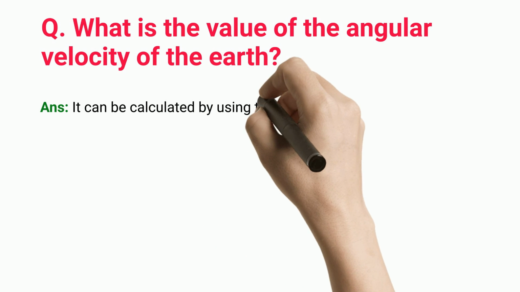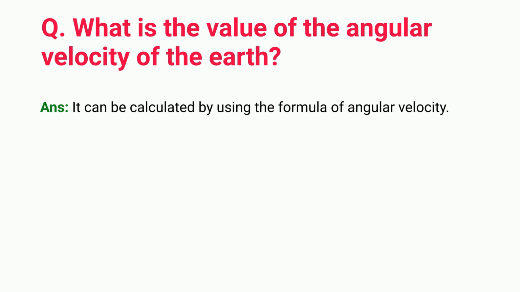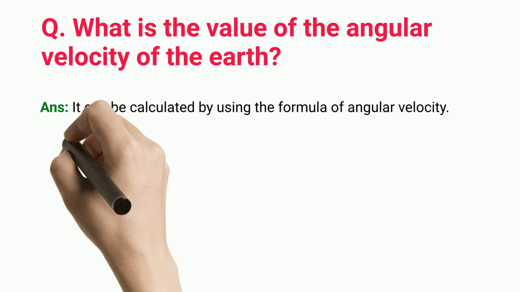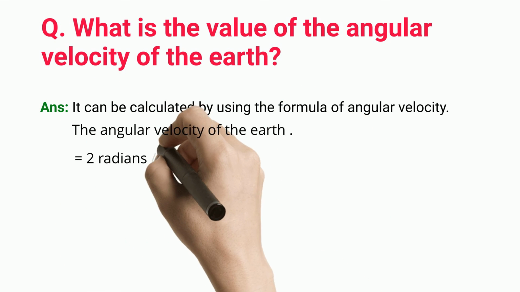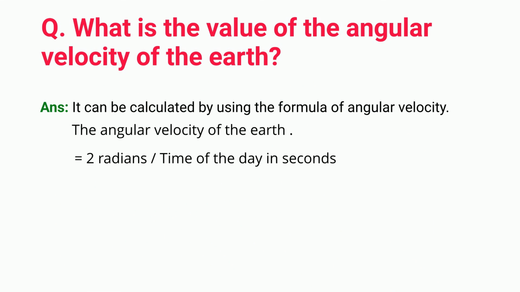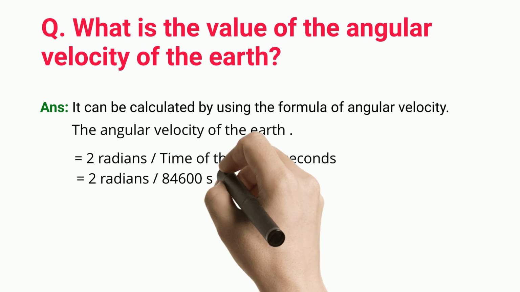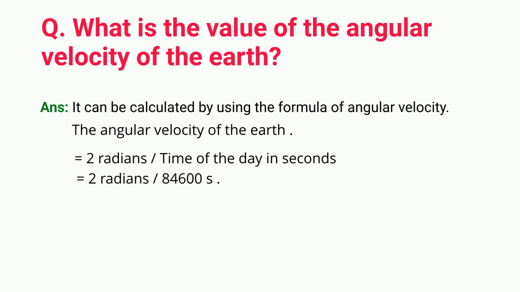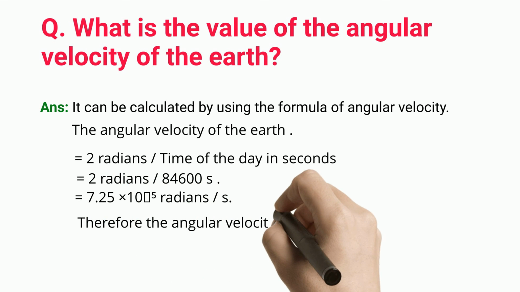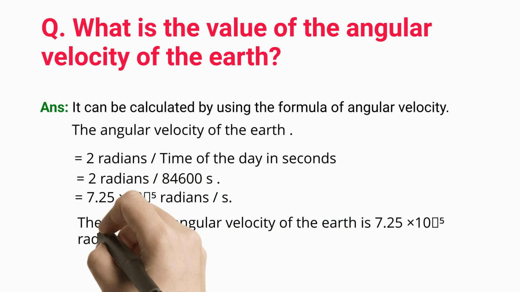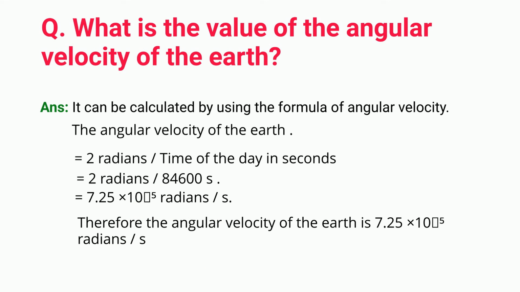Q. What is the value of the angular velocity of the Earth? ANS. It can be calculated by using the formula of angular velocity. The angular velocity of the Earth equals 2π radians / time of the day in seconds, equals 2π radians / 86,400 s, equals 7.2510 radians/s. Therefore, the angular velocity of the Earth is 7.2510 radians/s.